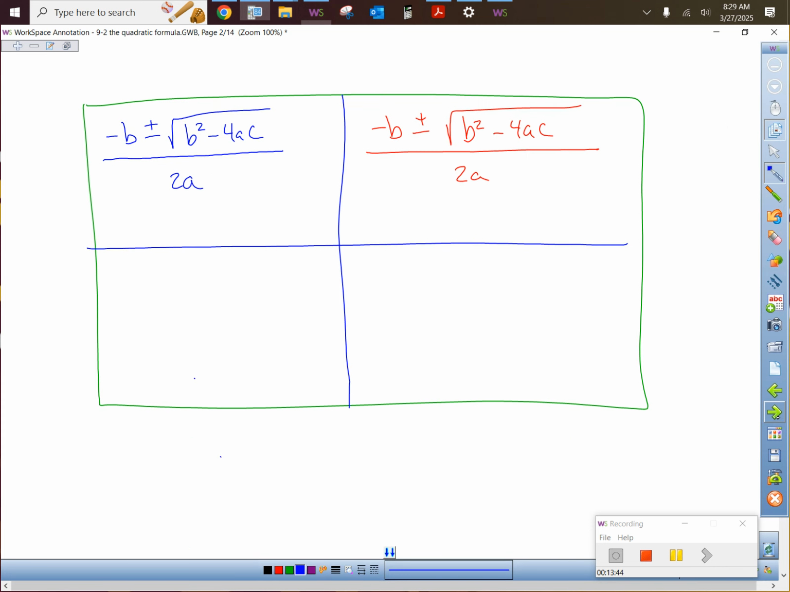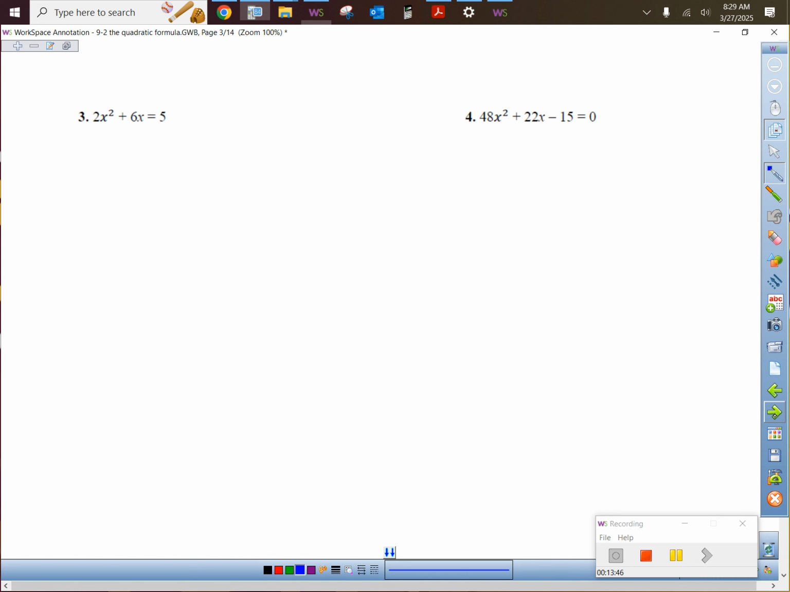Let's try again. If we go to number 3, is he ready to run for the quadratic formula? Nope. Get him ready to run. 2x squared plus 6x minus 5 equals 0. Then identify A, B, and C.